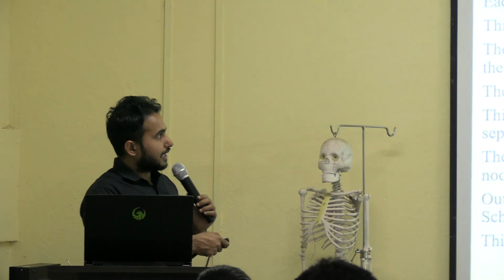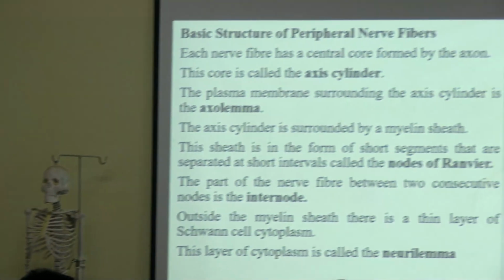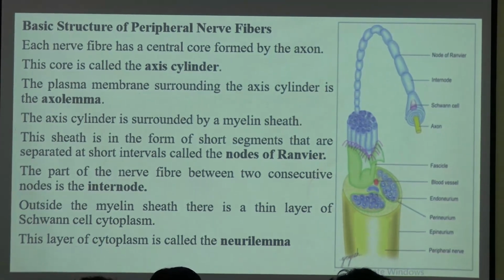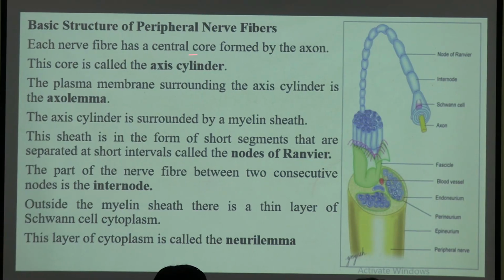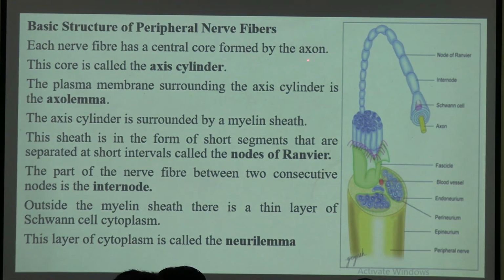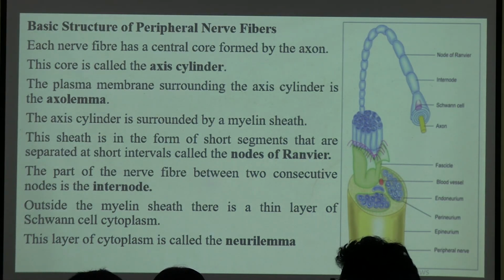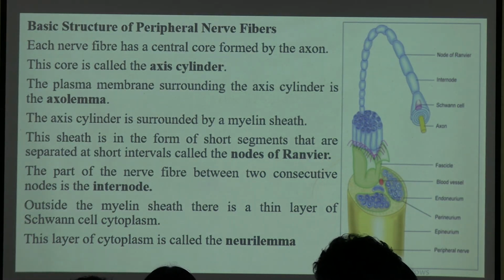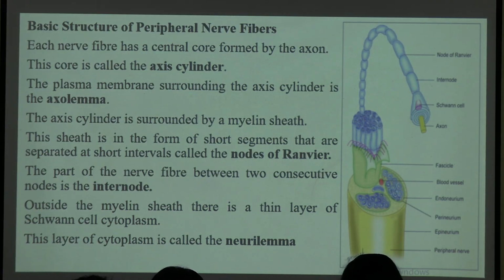Now here you can see the diagram. In the basic structure of a peripheral nerve fiber, each nerve fiber has a central core formed by the axon, and it is called the axis cylinder. It is covered by a plasma membrane that is called the axolemma. Already we have discussed. Next, it is surrounded by the myelin sheath, which you can see over here. The sheath is in the form of short segments, and the intervals are called nodes of Ranvier. The part of the nerve fiber between two consecutive nodes is called the internode.